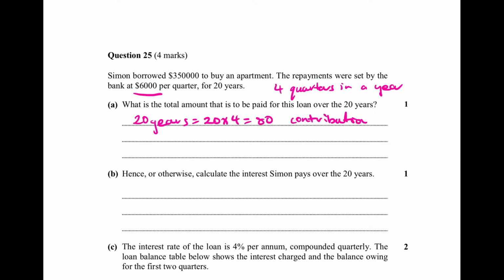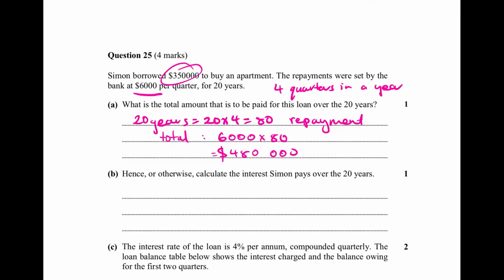I'm making 80 repayments. Now each repayment is $6,000, so I'm going to make a total repayment of 6,000 times 80, which is $480,000. Okay, so I know the loan was for $350,000, but I'm paying back over 20 years $480,000 worth, which means there's a fair amount of interest there.